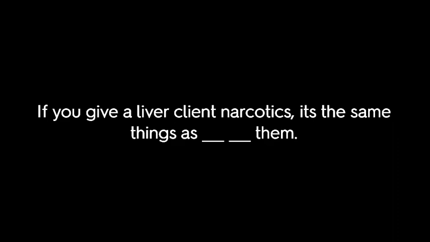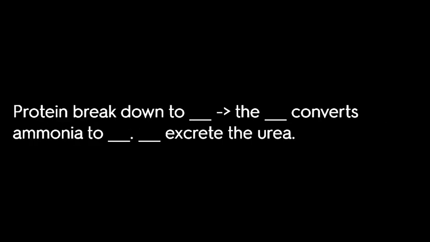If you give a liver client narcotics, it's the same thing as blank them. Double dosing. Protein breakdown to blank, which the blank converts ammonia to blank, and the kidneys excrete the urea. Ammonia, liver, urea, kidneys. What is a hepatic coma?